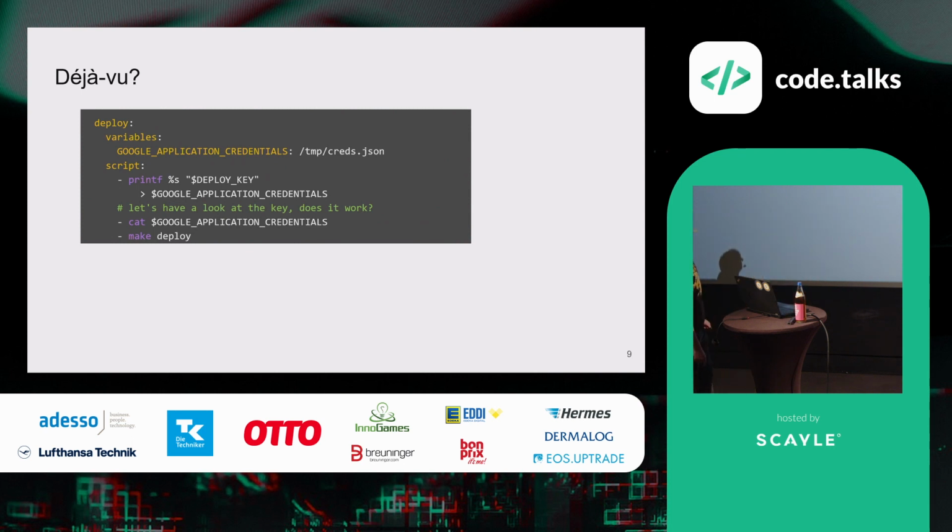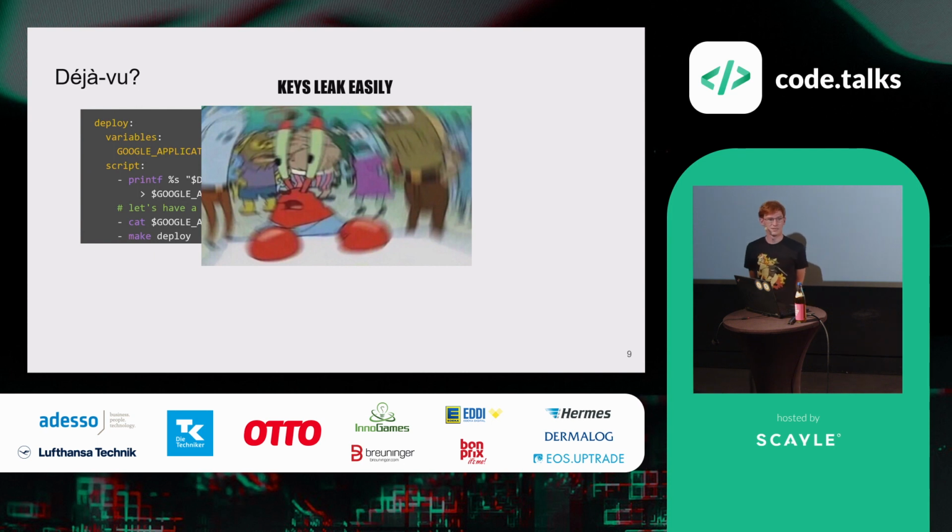They print the deployment key to the log. Well, that's bad, because at that time the key is compromised. It leaked. And the unpleasant truth is keys leak easily. I mean, that's normal.